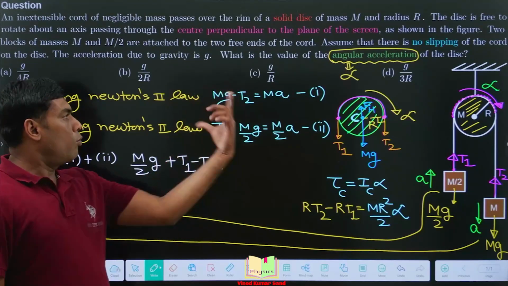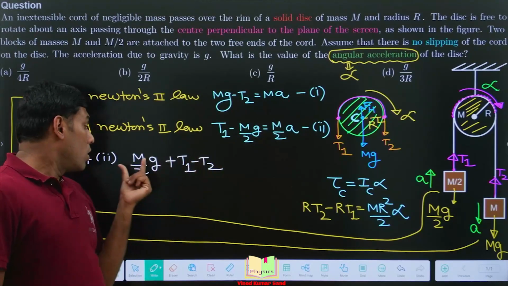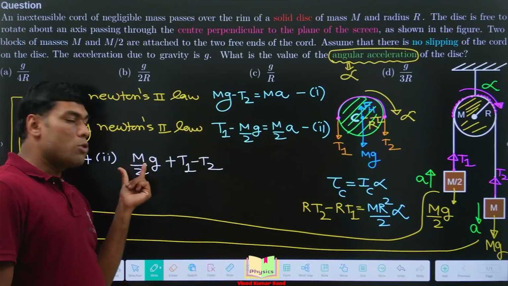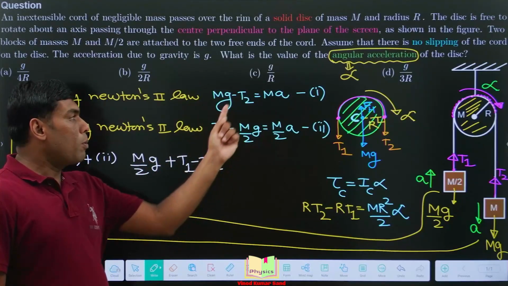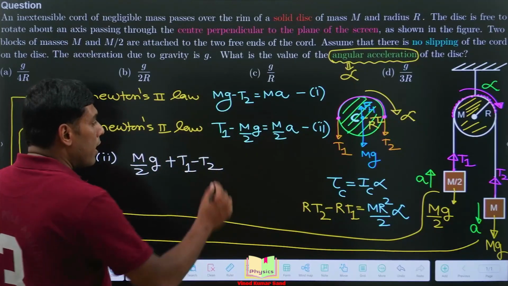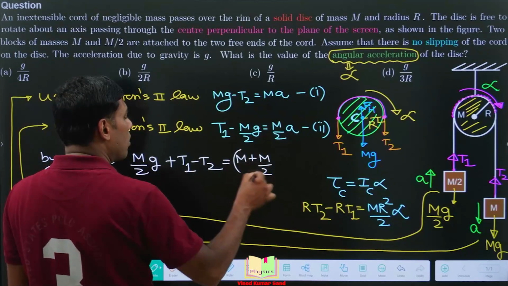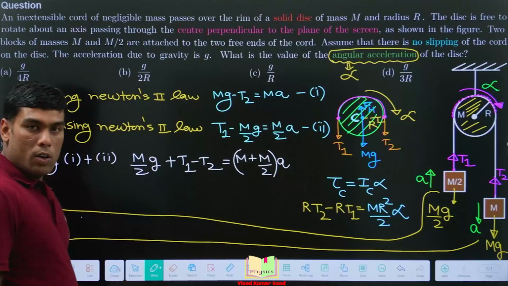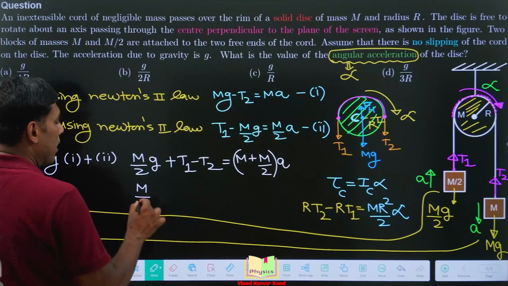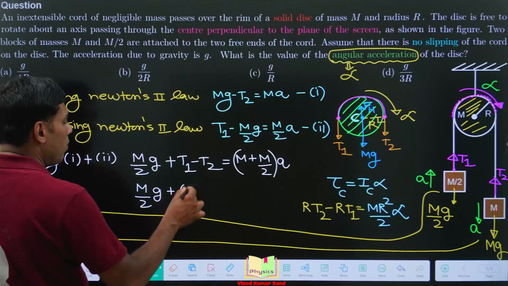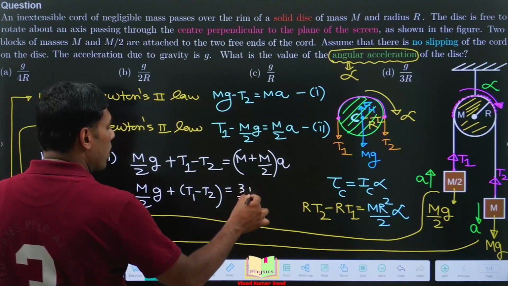You get it? When we add them, here is mg, here is mg by 2 negative. So mg minus mg by 2 is mg by 2 positive. Here is T1 positive, T2 negative. We have shown it. And then here we have m plus m by 2 into a. Simplifying it further, (m/2)g plus T1 minus T2 is equal to (3/2)m a.